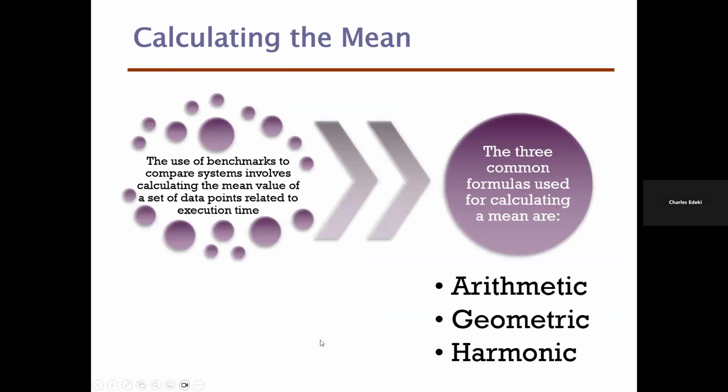So first we start with how to calculate the mean. As we said, we have three common formulas used for calculating the mean. Here they mention that the use of benchmarks to compare systems involves calculating the mean also, the mean value of the set of data points related to execution time.